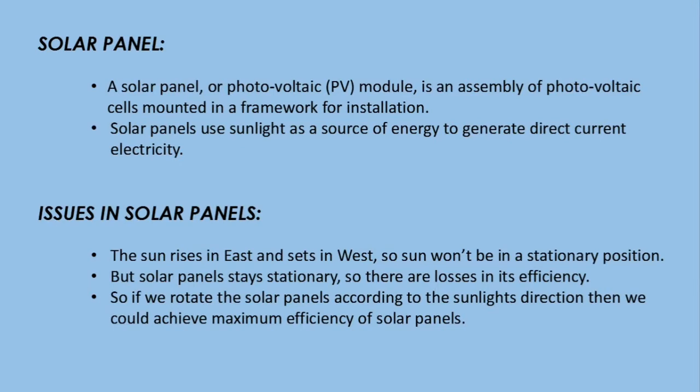We all know solar panels absorb photons produced by the sun and store that energy in a battery, which can later be used to produce electricity. The major issue with the solar panel is that the sun rises and sets at different positions. The sun rises in the east and sets in the west, so the sun won't be in a stationary position for the whole day, but our solar panel stays stationary. So to absorb the maximum amount of photons, the solar panel should rotate according to the sun's direction. That's the aim of this project.